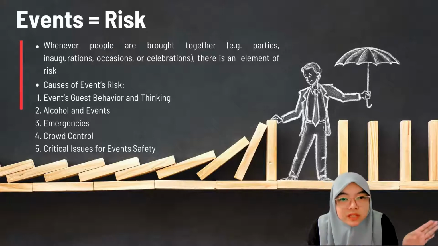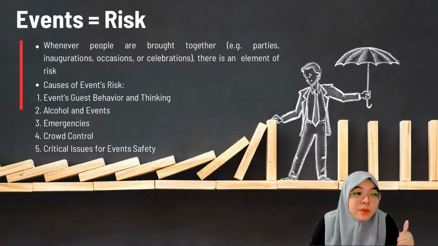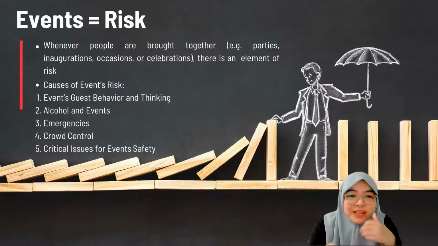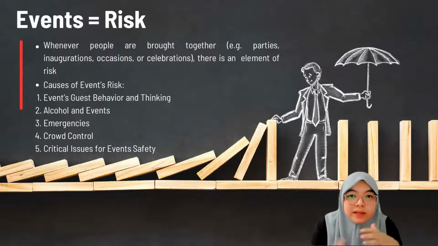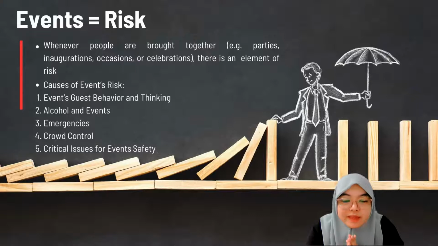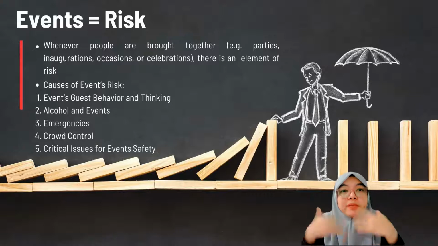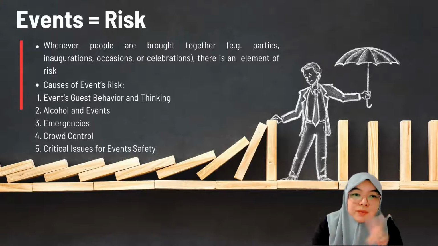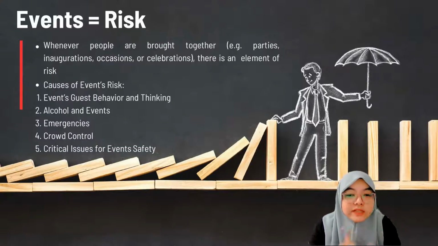Okay, these are the causes of event risk. The first one, event guest behavior and thinking. So when we attend an event, we don't know, it is not sometimes, always, we don't know other guests' behavior and their thinking because we are not living under the same roof with them. Even if we are living under the same roof with those people, we are not sharing a body with them. So that's why we don't know what they think, what their behavior is. Okay, and number 2, alcohol and event. Number 3, emergencies. Number 4, crowd control, and number 5, critical issues for event safety.